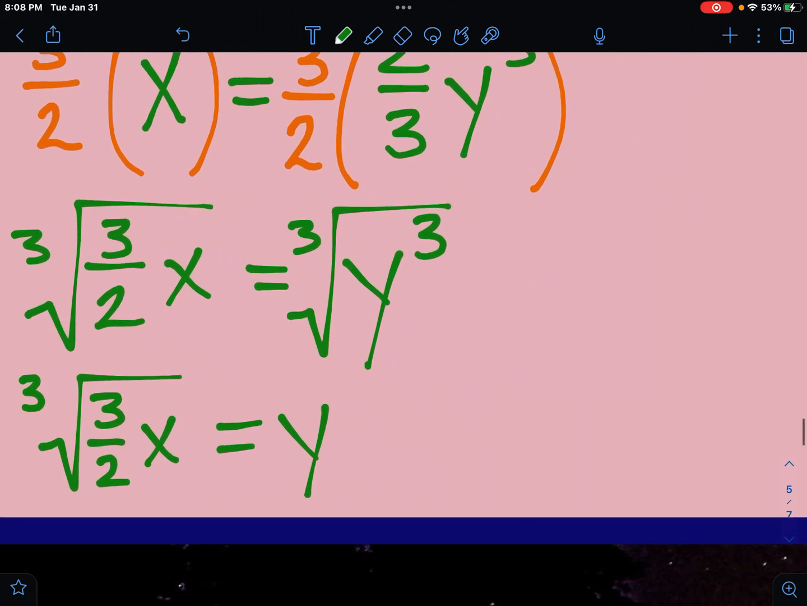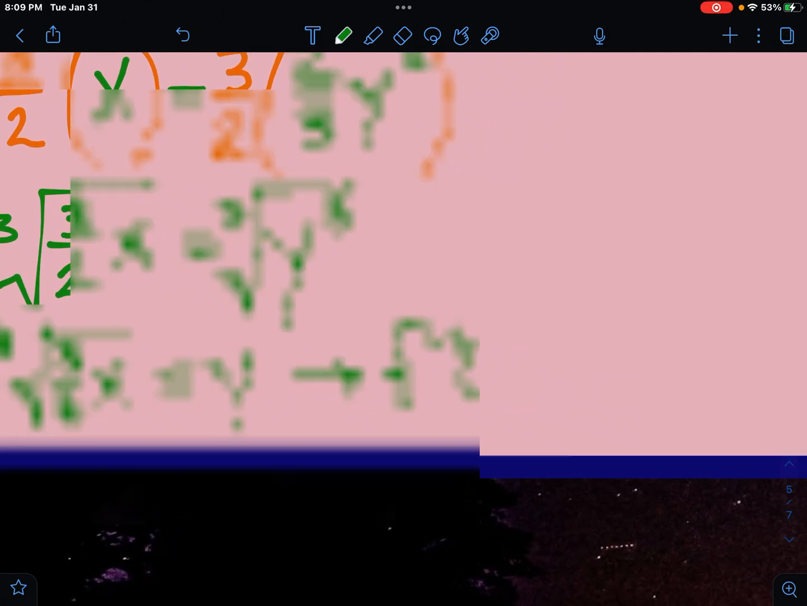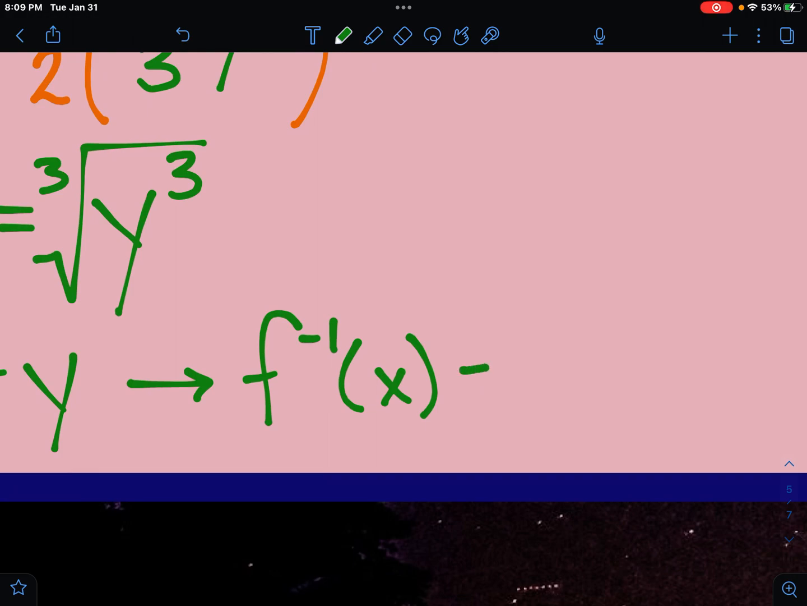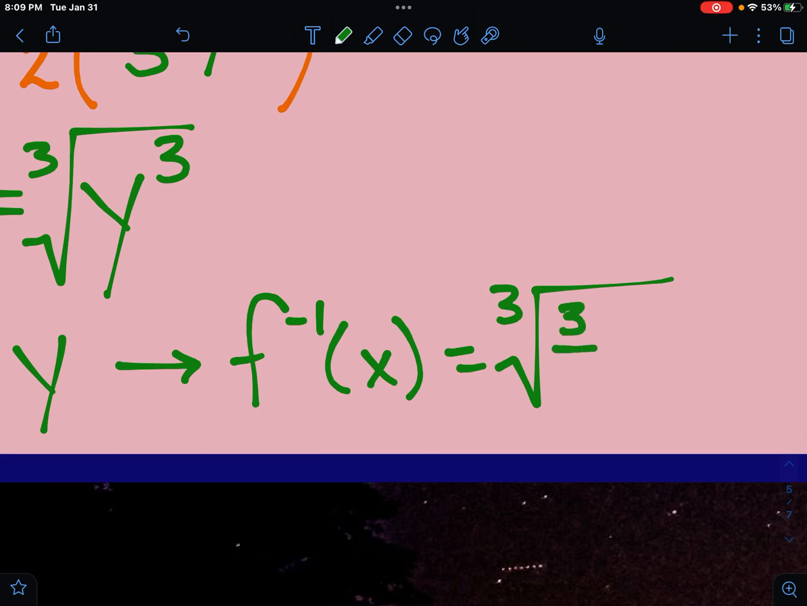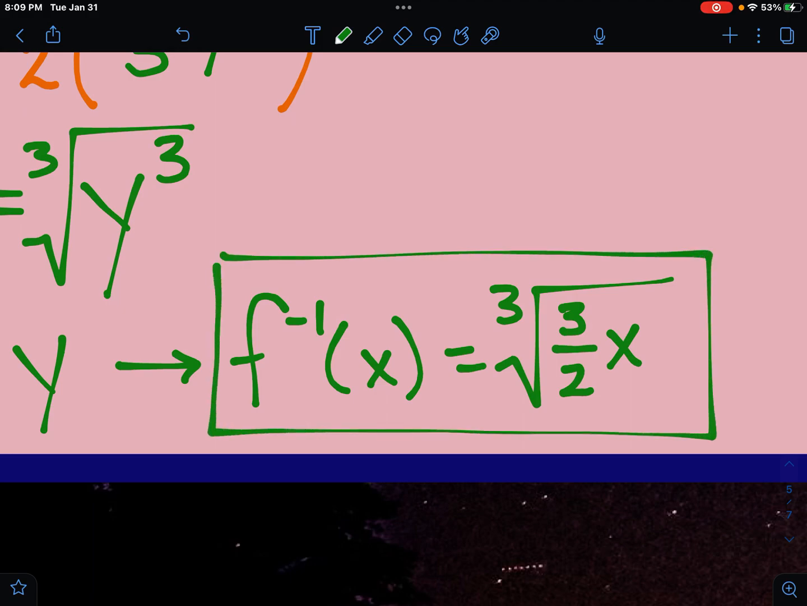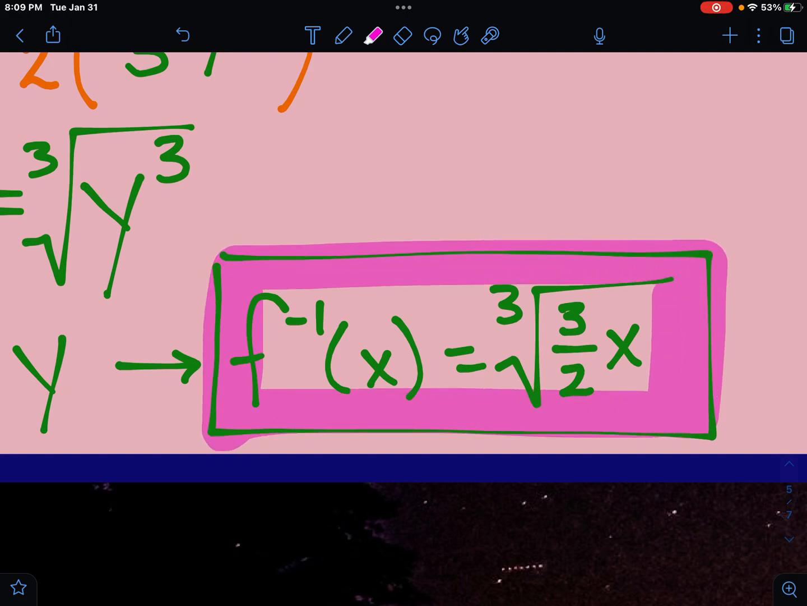But that's not my final answer because I need inverse function notation here. f inverse of x equals the cubed root of 3 over 2 times x. So there's your inverse.